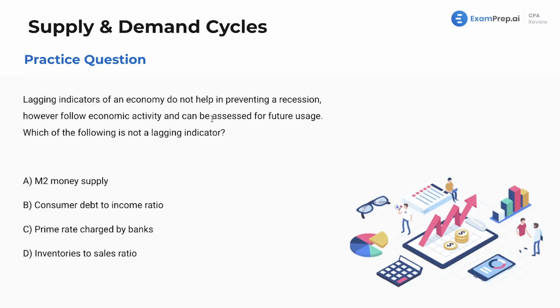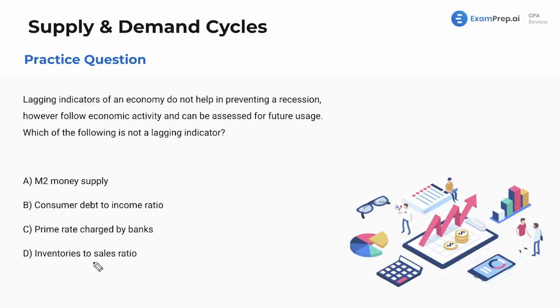So which of these is not a lagging indicator? Great question. I'm going to start here. So inventories to sales ratio, why is that important? Well, inventories to sales ratios for companies are important because if you have high inventory compared to low sales, that's not good.